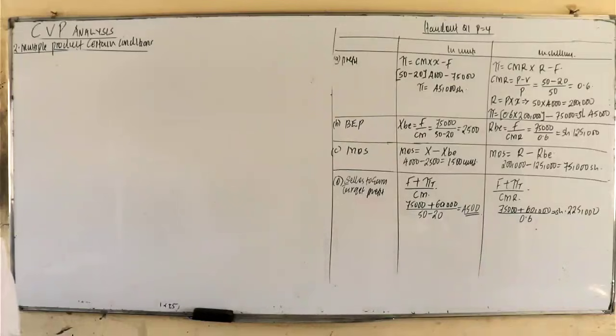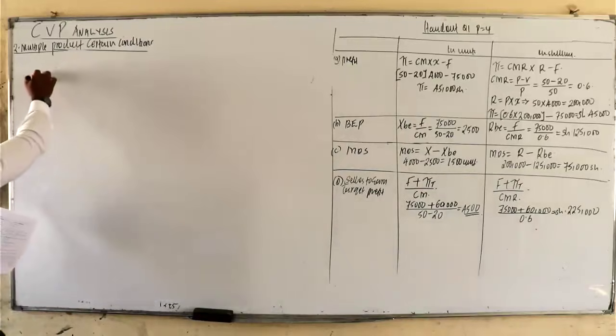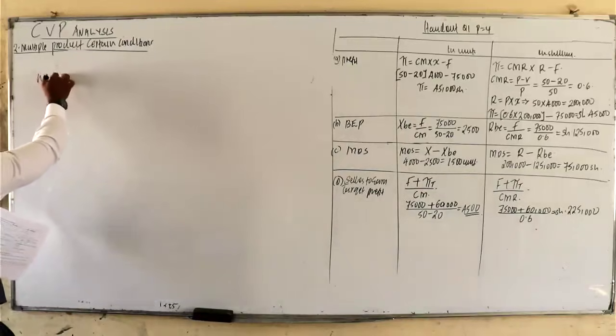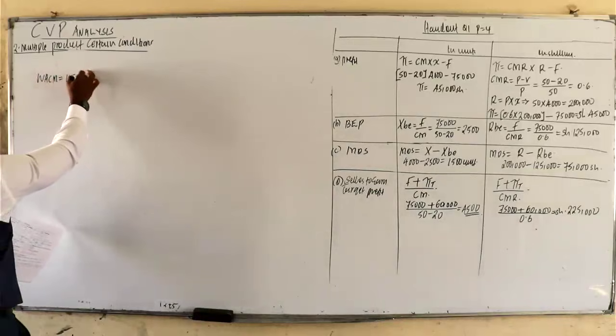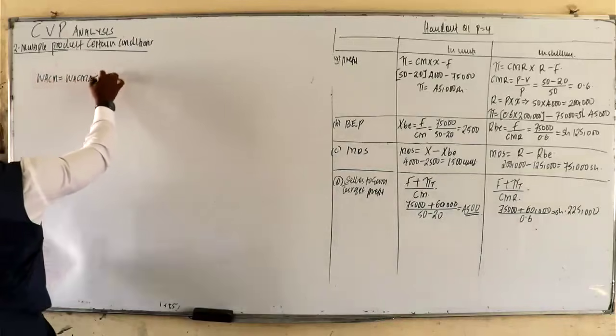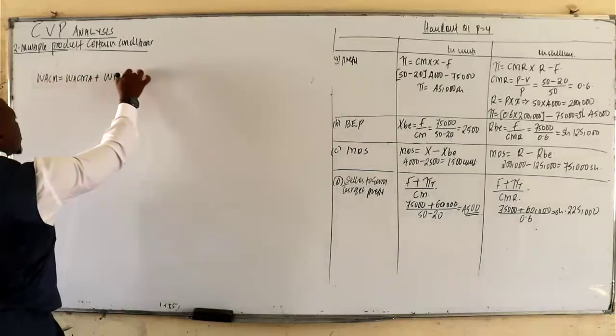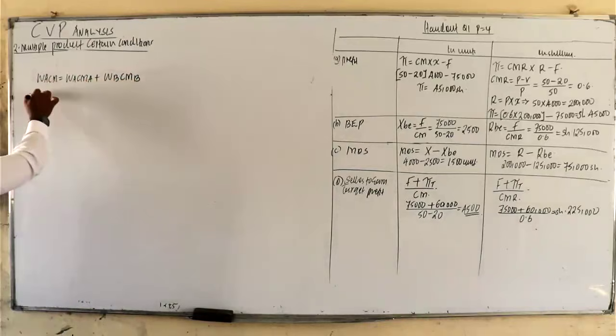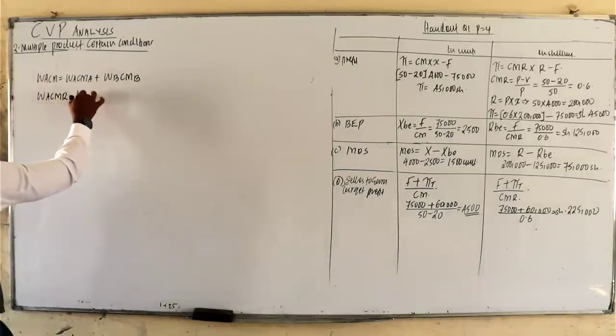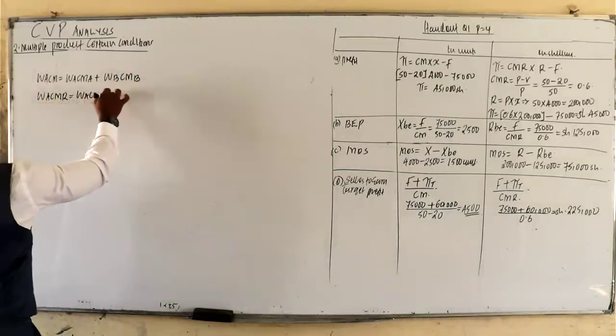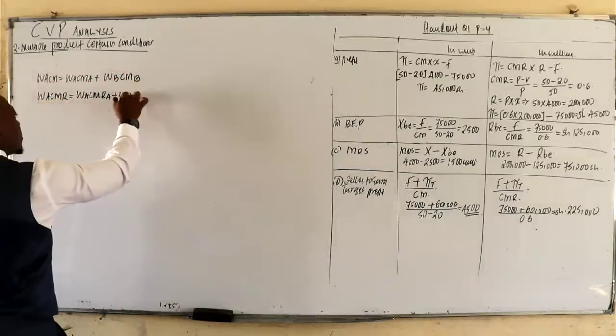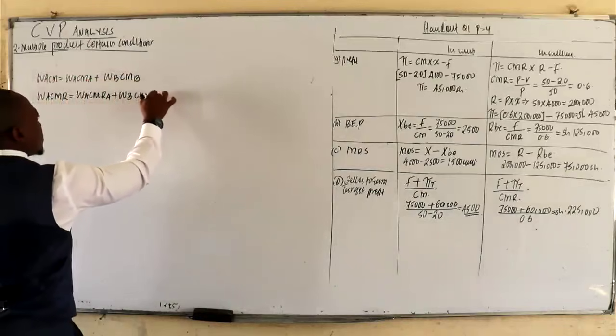If the company is producing, for example, two products, A and B, so to get the weighted average contribution margin, you take weight of A times contribution margin of A, plus weight of B times contribution margin of B. Then to get weighted average contribution margin ratio, you take weight of A times contribution margin ratio of A, plus weight of B times contribution margin ratio of B.